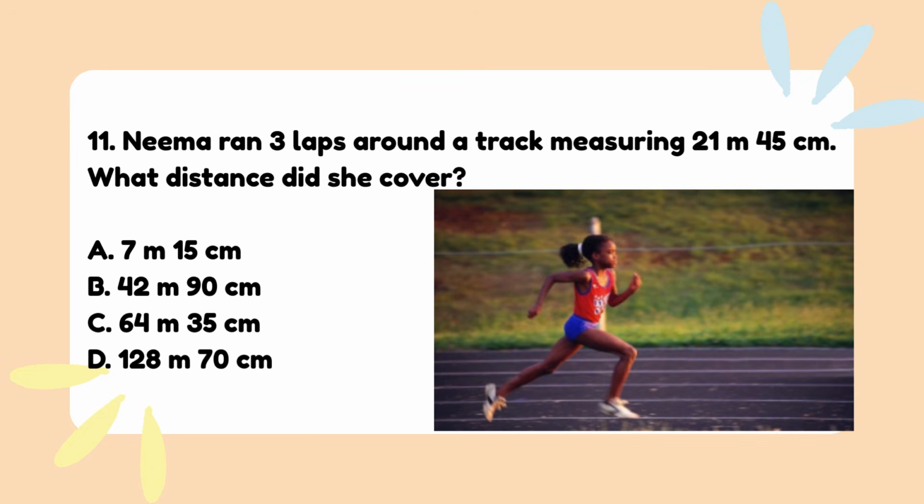11. Nima ran 3 laps around a track measuring 21 m 45 centimeters. What distance did she cover? A. 7 m 15 centimeters. B. 42 m 90 centimeters. C. 64 m 35 centimeters. D. 128 m 70 centimeters.